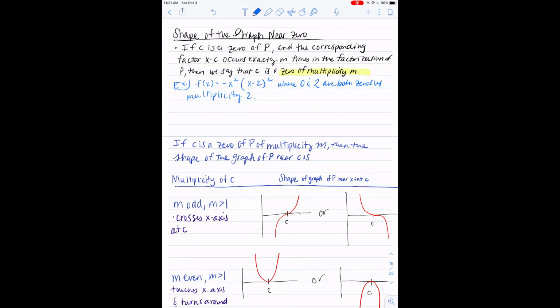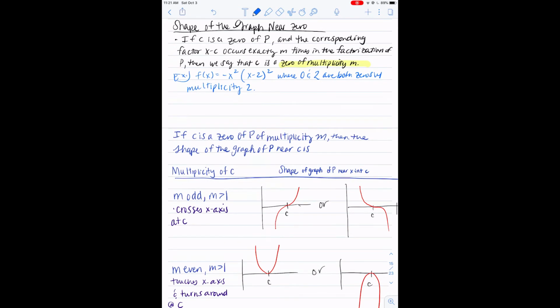Okay, now we're going to learn about the shape of the graph near a 0. If c is a 0 of p, and the corresponding factor x minus c occurs exactly m times in the factorization of p, then we say that c is a 0 of multiplicity m. Let's look at an example to picture what that means.